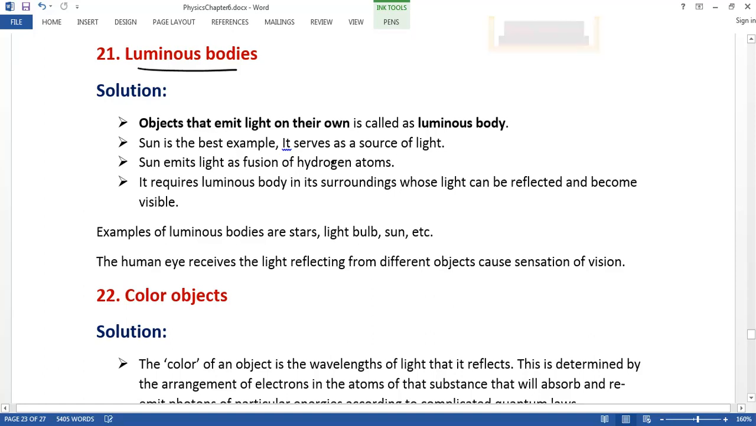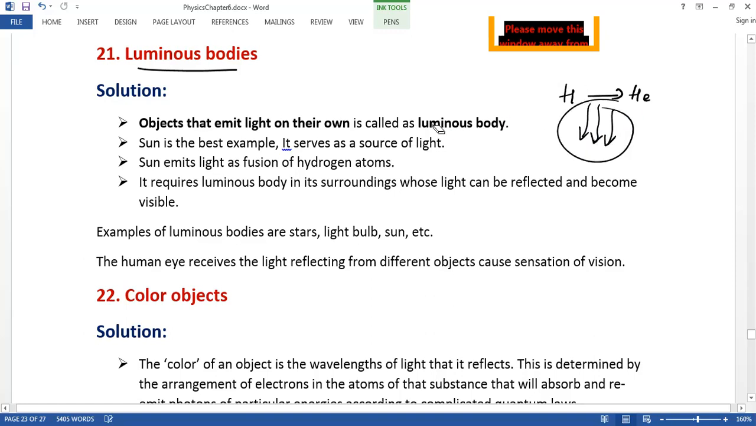Next, the sun is an example. Why does the sun emit light? Because inside the sun, hydrogen is converted to helium, in the process of which it emits energy in the form of light, that is, an electromagnetic wave. So some of the sources are stars, light bulbs, and the sun, which are luminous bodies.